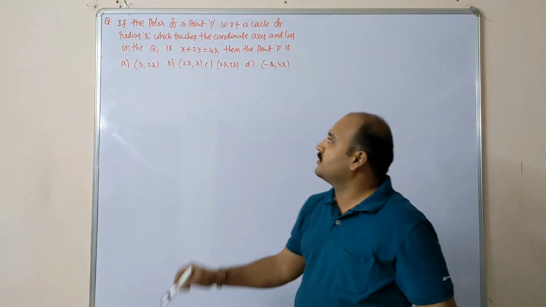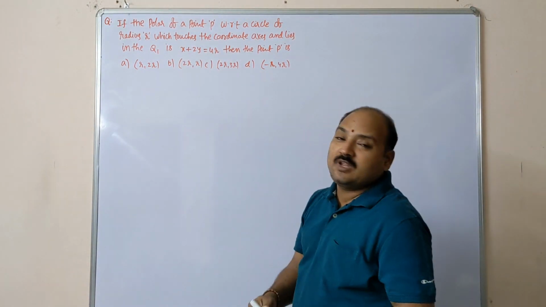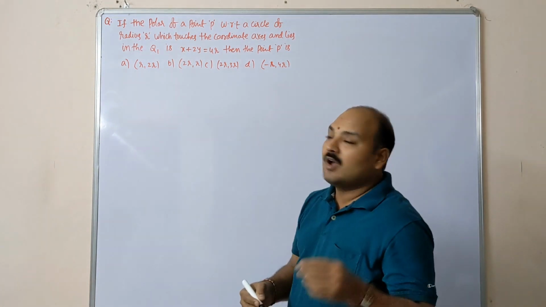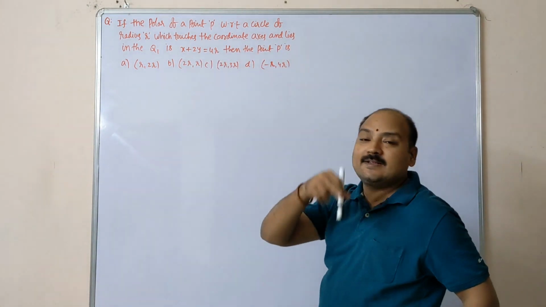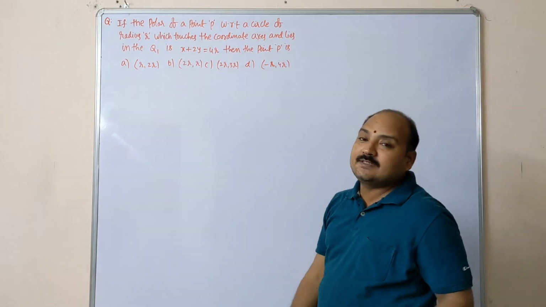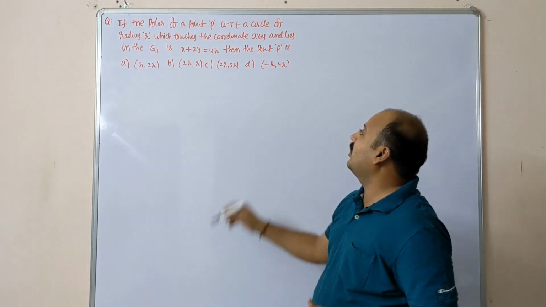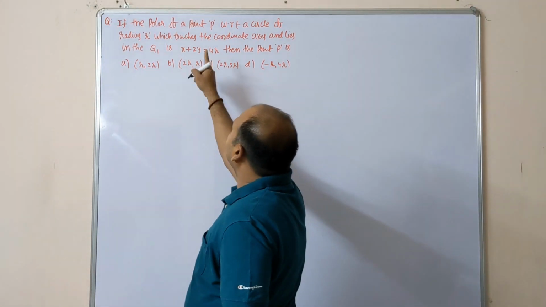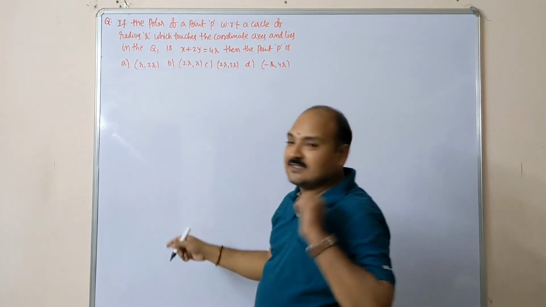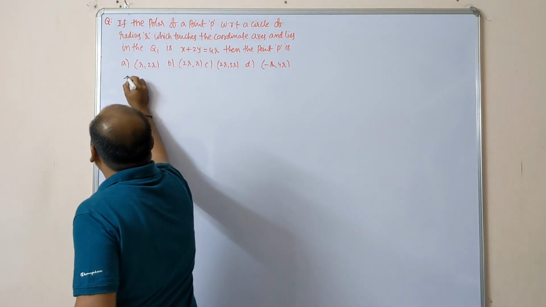The next question. If the polar of a point P with respect to the circle of radius R, which touches the coordinate axis and lies in the quadrant 1, is x plus 2y equal to 4R, then the point P is. See here, they are saying it touches both the coordinate axes in the quadrant 1. So according to that, you draw the figure.